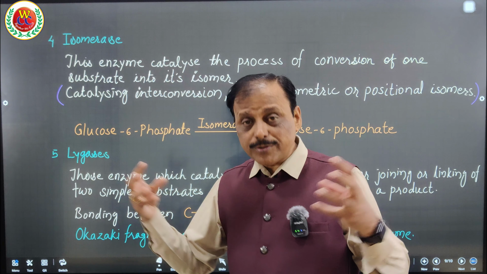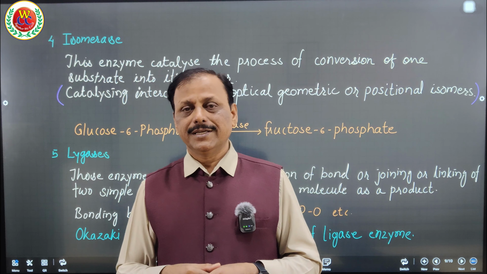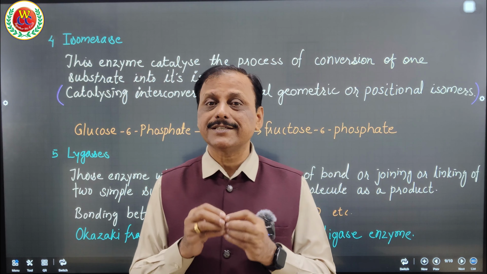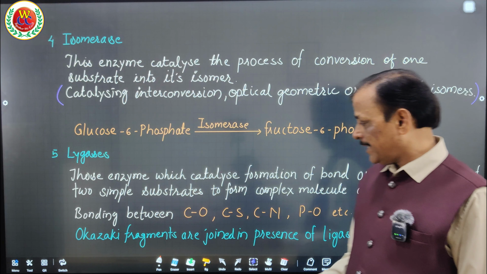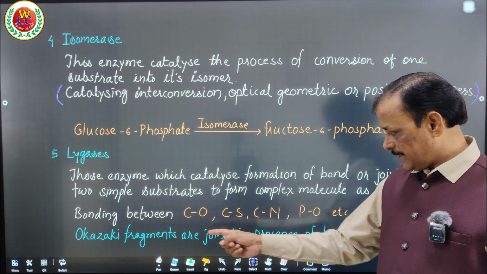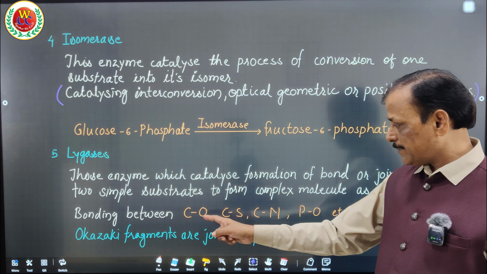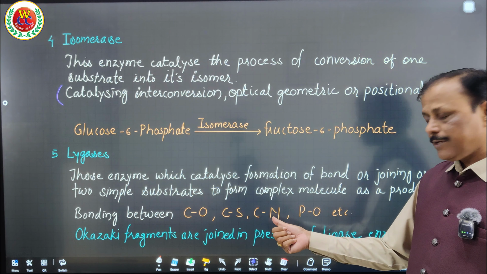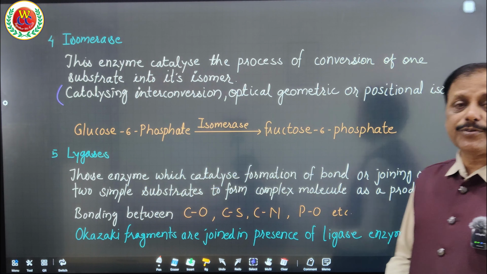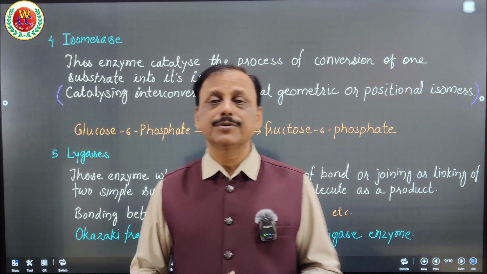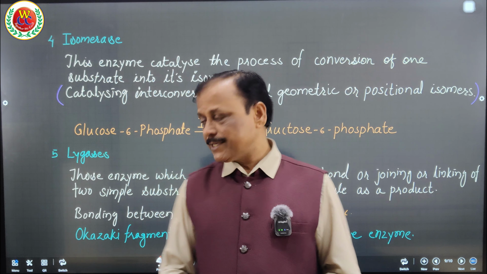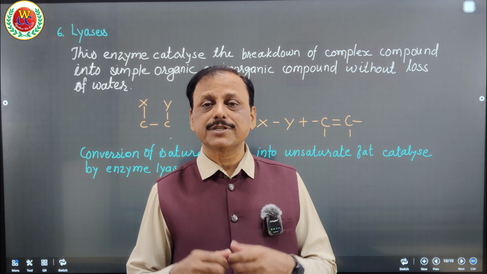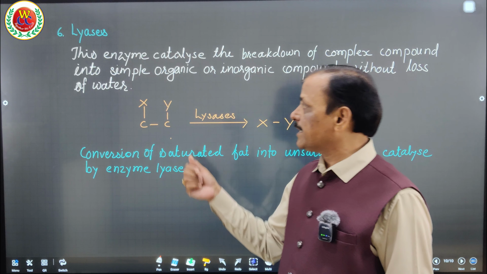Ligases, that which we join, ligate, that is joining during DNA replication. Okazaki fragments are joined to each other in presence of ligase enzyme, and hence it is called ligase, which ligates Okazaki fragments. Another example, the bond between carbon and oxygen, carbon and sulfur, carbon and nitrogen, phosphorus and oxygen is also catalyzed by the same enzyme ligases. Hence the reaction which occurs to join two substrates together, that enzyme is commonly called ligases.